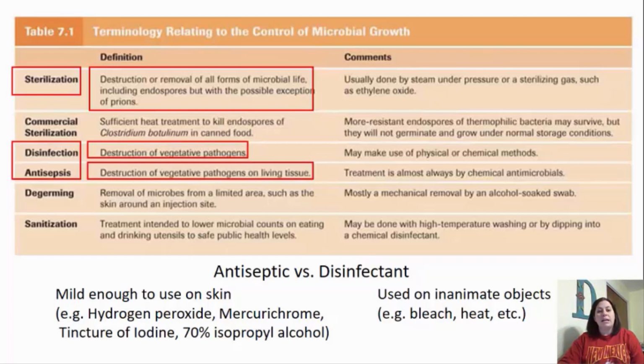So an antiseptic, guys, is mild enough to be able to be used on your skin. Some examples are hydrogen peroxide, mercurochrome, tincture of iodine, and 70% isopropanol alcohol. On the other hand, a disinfectant is going to be used on inanimate objects. Examples of this are going to be bleach, heat. We'll also look a little bit at commercial sterilization as well as degerming and sanitation, which are all just a little bit different. Some of these types of microbial growth control are better than others.